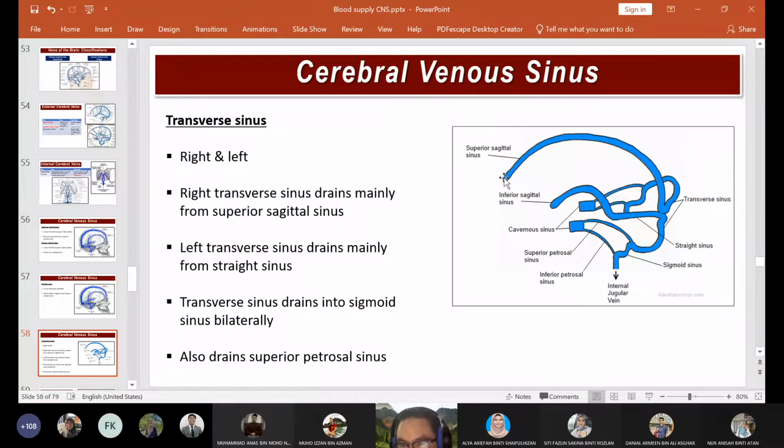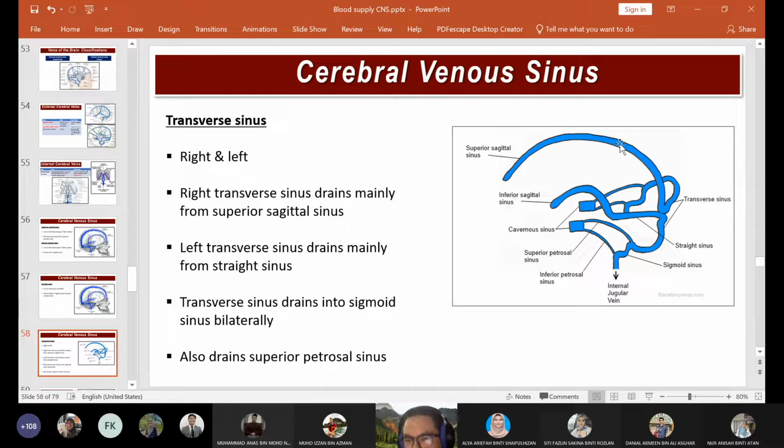Look at this picture. Superior sagittal turun bawah. Inferior sagittal, straight sinus. Kat sini kan adalah great cerebral vein kan, pergi ke straight sinus. Transverse sinus kiri dan kanan. This is your right, this is your left. Okay. And the right transverse sinus, this is your right. It drains directly mainly from the superior sagittal. Nampak tak? Superior sagittal pergi right transverse. Straight sinus pergi left transverse.